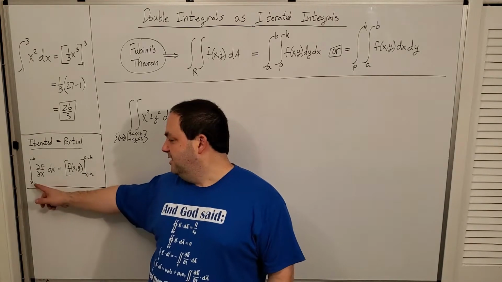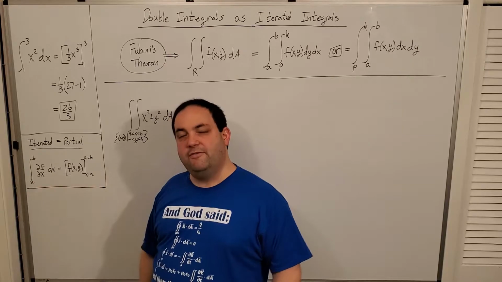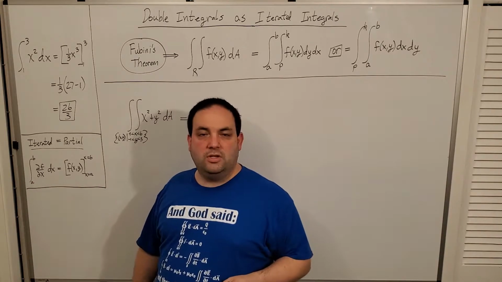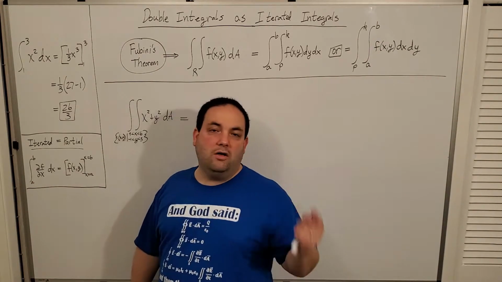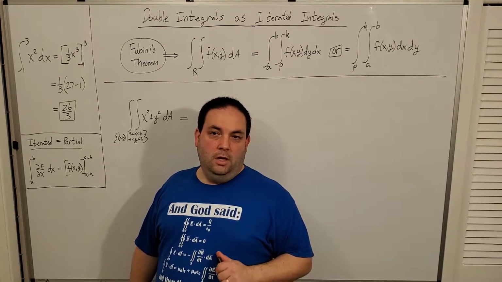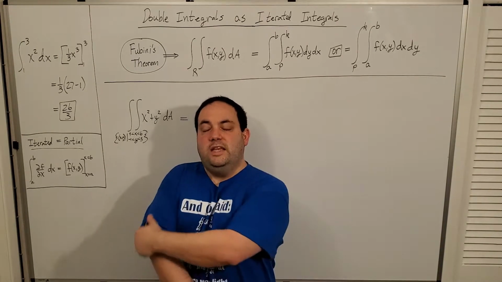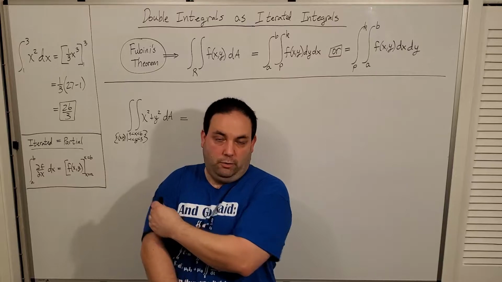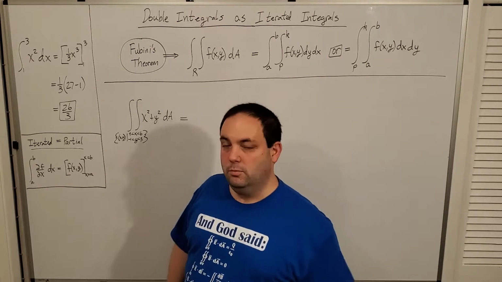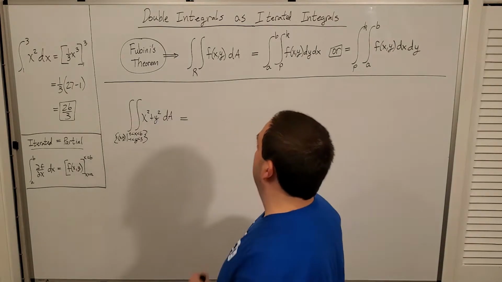Also, these A's and B's don't have to be numbers. They can be functions of the other variable. Typically, that only makes sense if it's the first of two iterated integrals, though. Okay? We'll talk about that in a minute.